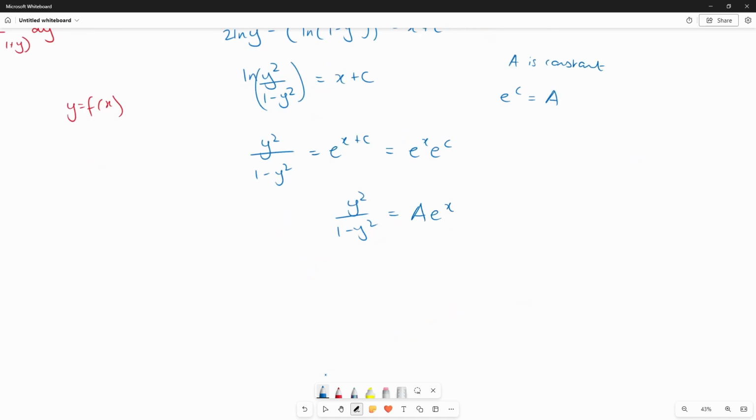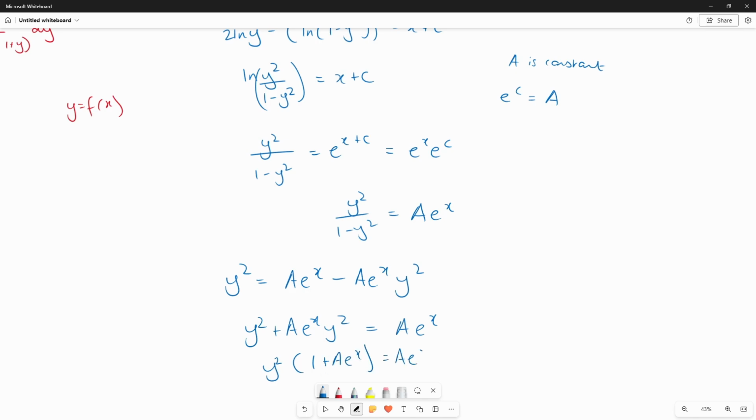To get into the form y equals f of x, we're going to have to do more algebraic manipulation. The first thing I'm going to do is multiply through by the denominator, so we'll get A e to the x minus A e to the x y squared. I'm going to add this A e to the x y squared to this side, and we'll get y squared plus A e to the x y squared equals A e to the x. Now I'll factor out y squared, and we'll get y squared times (1 plus A e to the x) equals A e to the x. Now we can divide through by the brackets, and we'll get y squared equals A e to the x over 1 plus A e to the x.